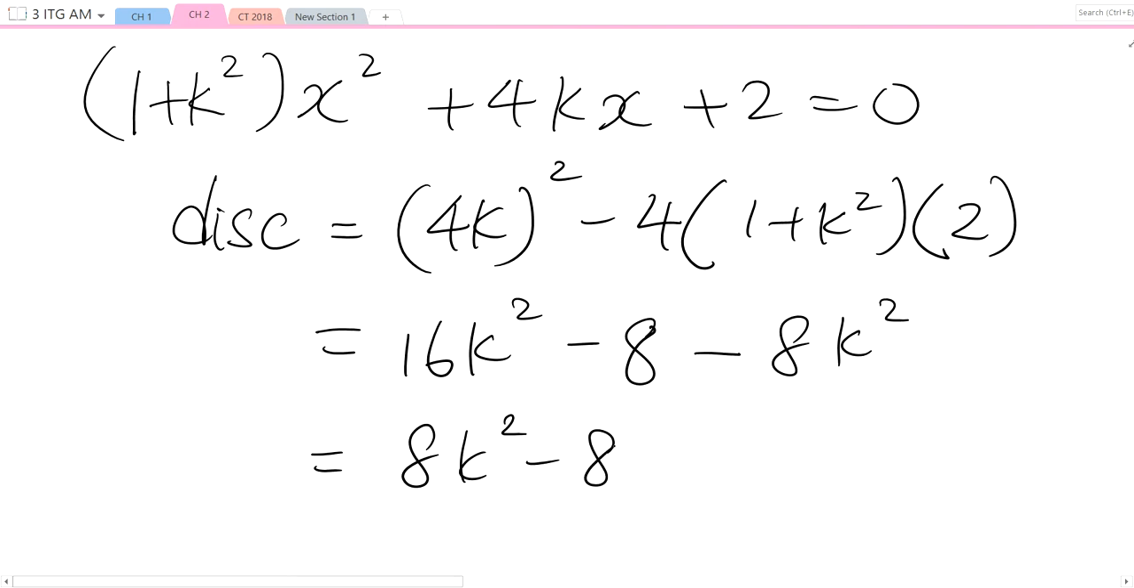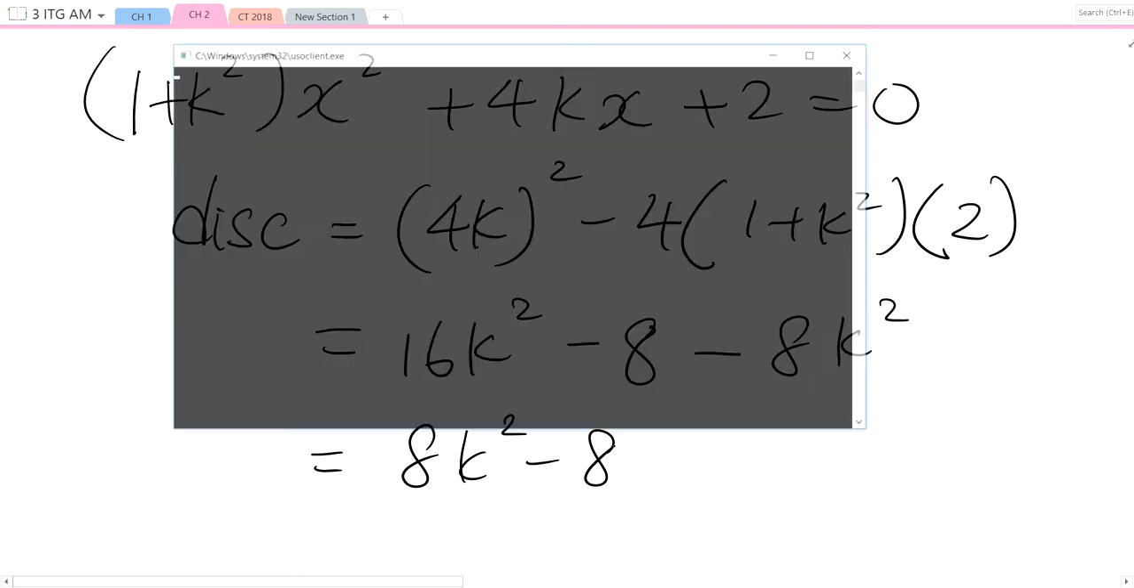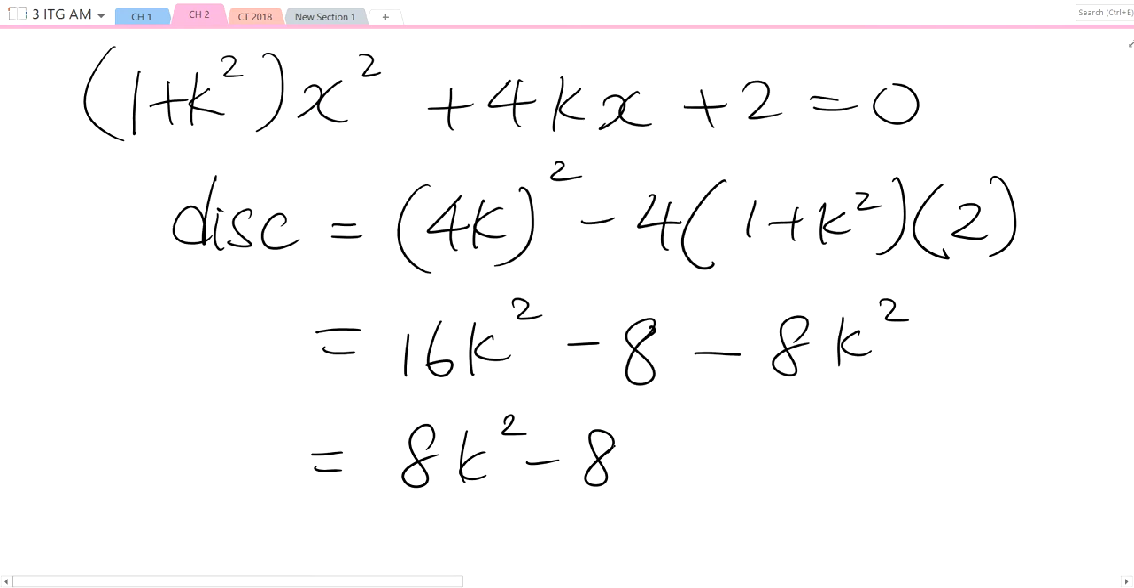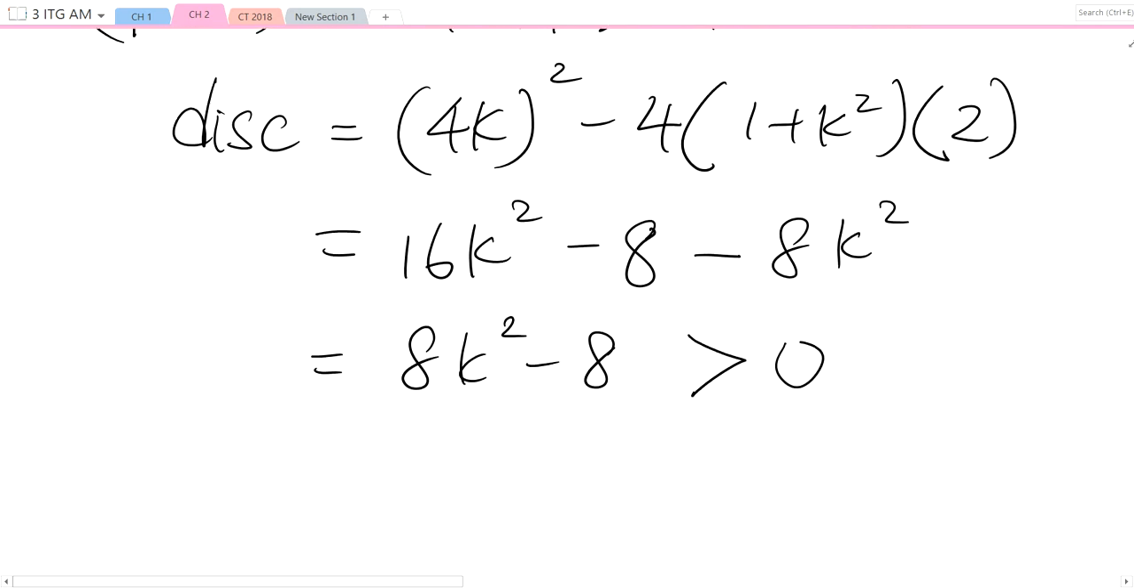Am I right? Yes. What is the discriminant supposed to be? More than what? What did the question say? More than 0. It intersects at two real and distinct points. So this must be greater than 0. Okay, this is an important key step. We say that the discriminant is greater than 0 because the circle intersects the line at two real and distinct points. So from here, we know that k squared must therefore be greater than 1.